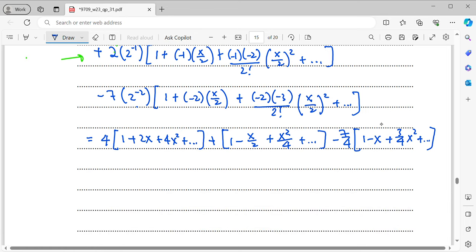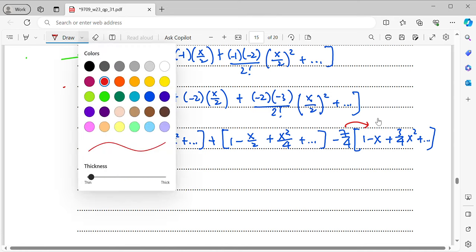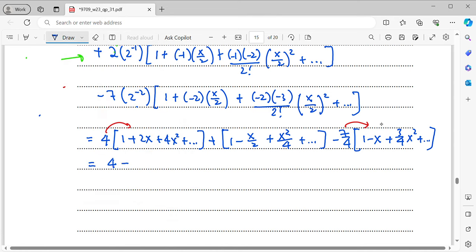Okay, so lastly, just do the expansion. So 4, bring in, then this minus 7 over 4, bring in. Then from here, you will be getting 4 plus 8x plus 16x squared. Then rewrite the second bracket, plus 1 minus x over 2 plus x squared over 4. So the minus 7 over 4, you bring it into the square bracket, it will be negative 7 over 4 plus 7 over 4x minus 21 over 16x squared.